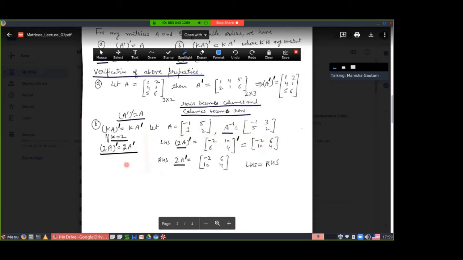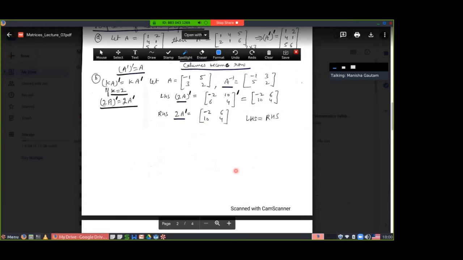For the other side of this, what you have to do? First, you have to calculate the transpose, then multiply by 2. Here I already transposed it. Multiply it by 2 now. Minus 2, 6, 10, 4. In the left hand side, you multiplied first, then took the transpose. In the right hand side, you have to transpose first, then multiply by 2. You are getting the same answer. Left and right, both sides will be equal.